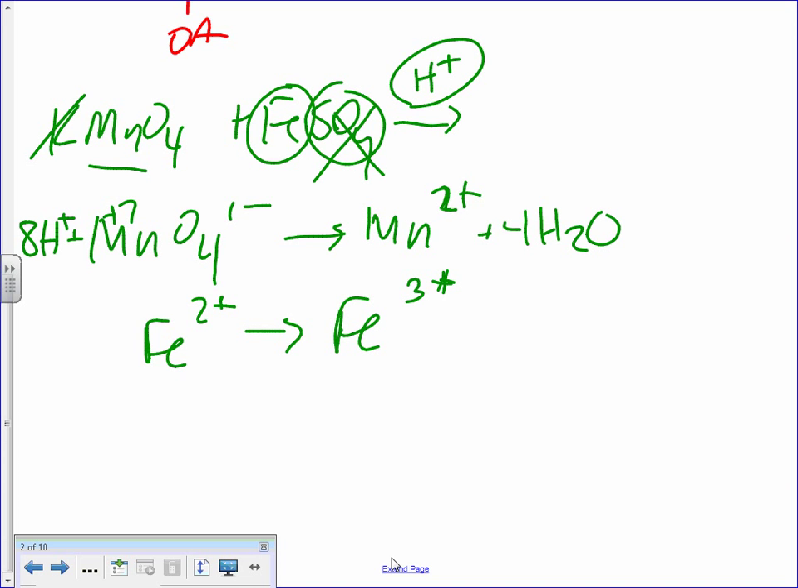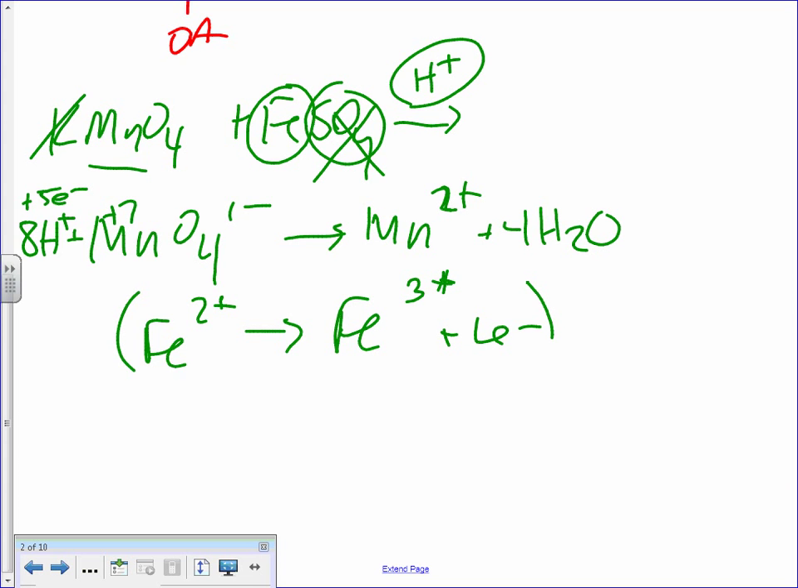I have a 7 plus on this side. 7 plus needs to go down to 2 plus. 5 electrons. Add 5 electrons here. I'm sorry, I'm adding it up high. I didn't leave myself space. Right in the middle of your paper, okay? And then what? The iron example? Add 1 electron here. Okay, next.